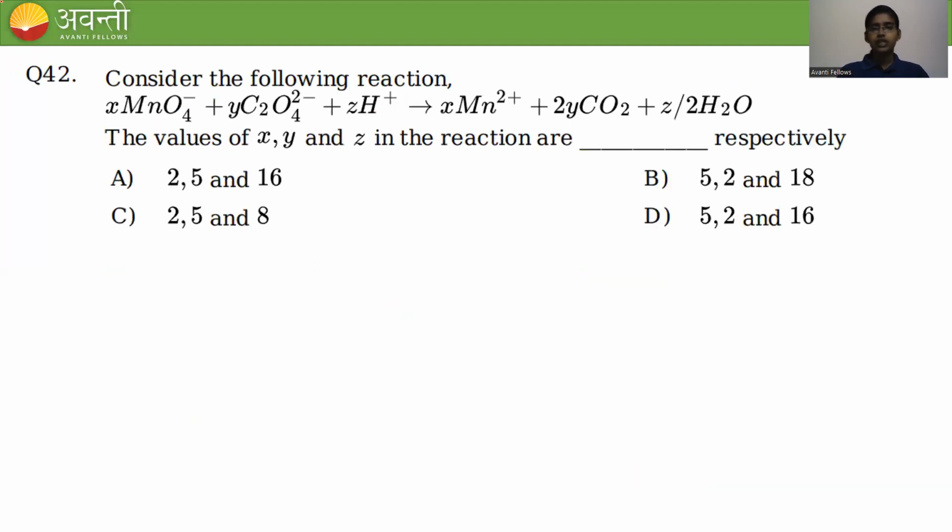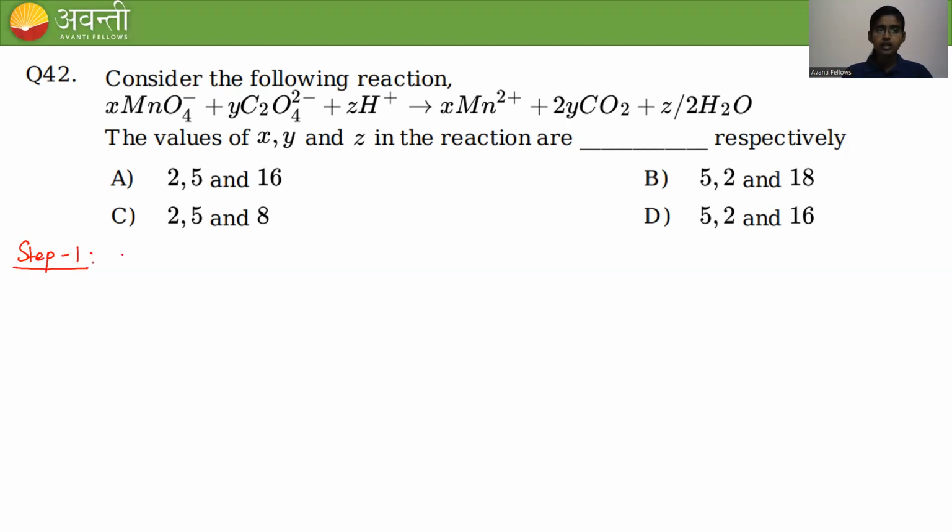This is question number 42. Consider the following reaction and the values of X, Y and Z in the reaction are. So what we have to do? To balance a redox reaction, we have two methods. One is the oxidation number method and the other one is the half reaction method. So let me use the half reaction method here to get the values of X, Y and Z. So in the half reaction method, what is step number 1?